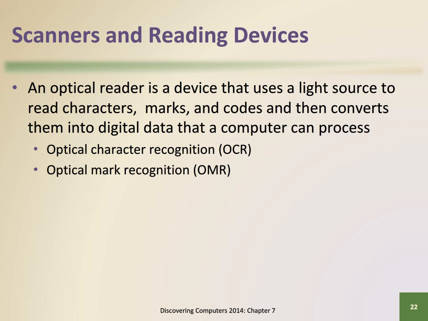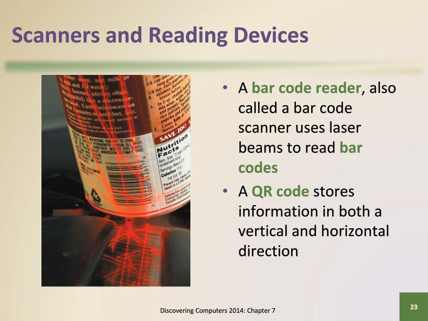Optical character recognition uses an optical reader to read typewritten, computer-printed, or hand-printed characters from ordinary documents and translate the images into a form the computer can process. A barcode reader uses laser beams to read barcodes. Manufacturers print a barcode either on a product's package or on a label that is affixed to a product. The barcode represents data that identifies the manufacturer and the item.